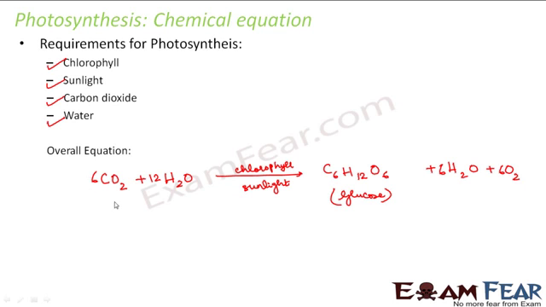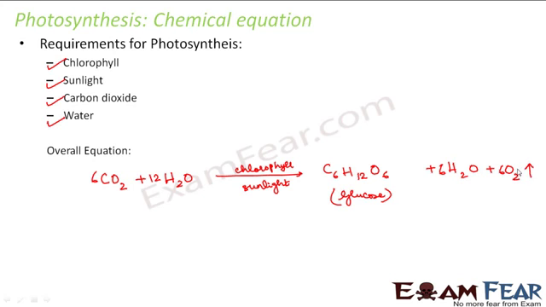So what happens? Carbon dioxide and water combine to form glucose in presence of chlorophyll and sunlight. Now along with glucose, water is also produced and oxygen is emitted. So oxygen is a byproduct of the process of photosynthesis. So what will happen to this oxygen? This oxygen is released out of the plants.